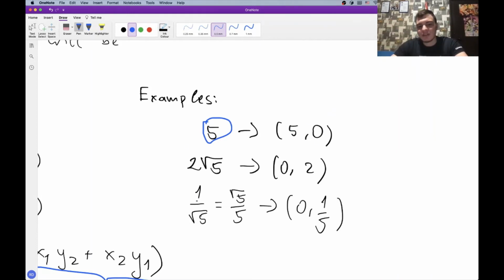Then something which is similar to 2 square root of 5 will be represented as 0 and 2, because we don't really have a fully integer part, we just have the square root of 5 part. So yeah, it's 0, 2.